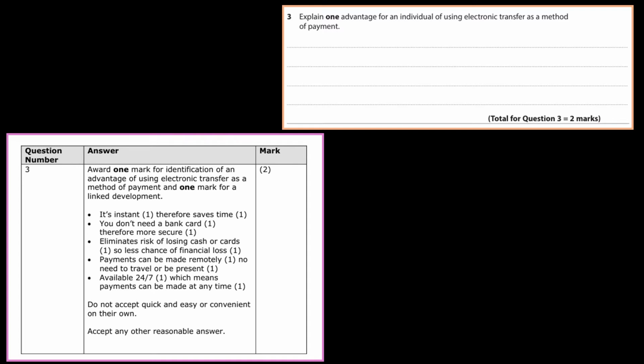Payments can be made remotely, no need to travel or to be present at the time that you're doing the transfer payment. And it's available 24/7, 24 hours a day, 7 days a week, which means payments can be made at any other time. It does say here, do not accept quick and easy or convenient on their own. So that's advice to the examiners. If you just said it's quick, it's easy, you're not going to get awarded the marks. So very important that you understand how this mark scheme works and what the examiner's actually looking for. All right, and it does say if you come up with something else that's reasonable and the examiner likes it, they will award you the marks.